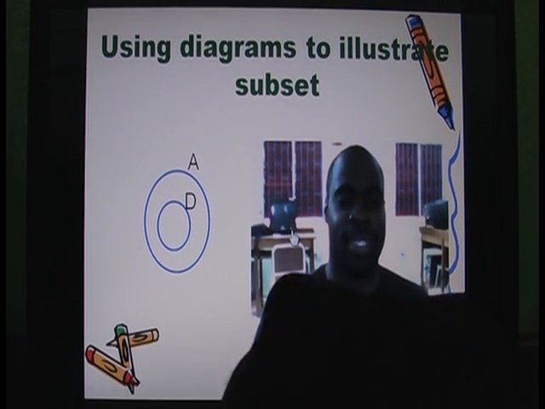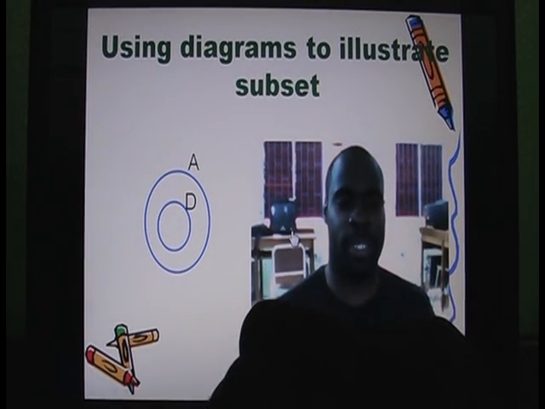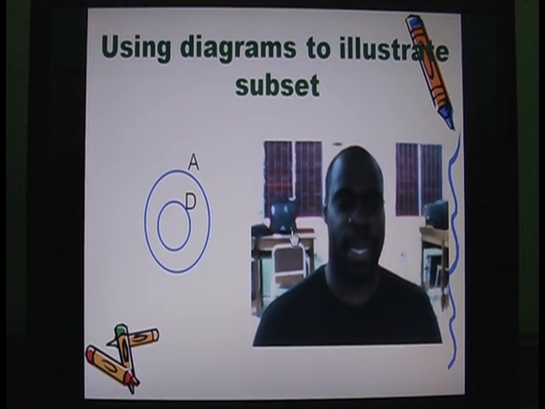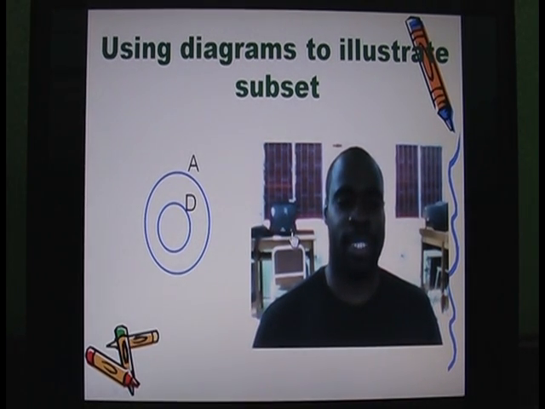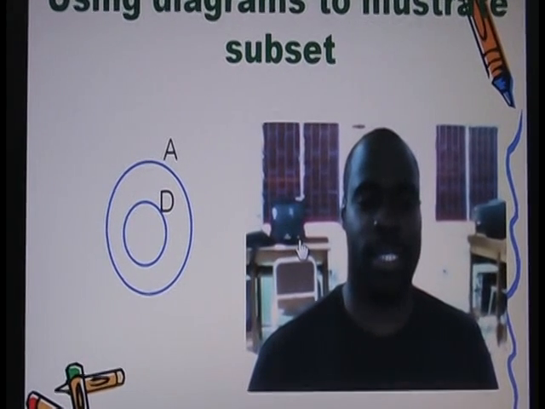Set D is in set A. I repeat, set D is in set A.